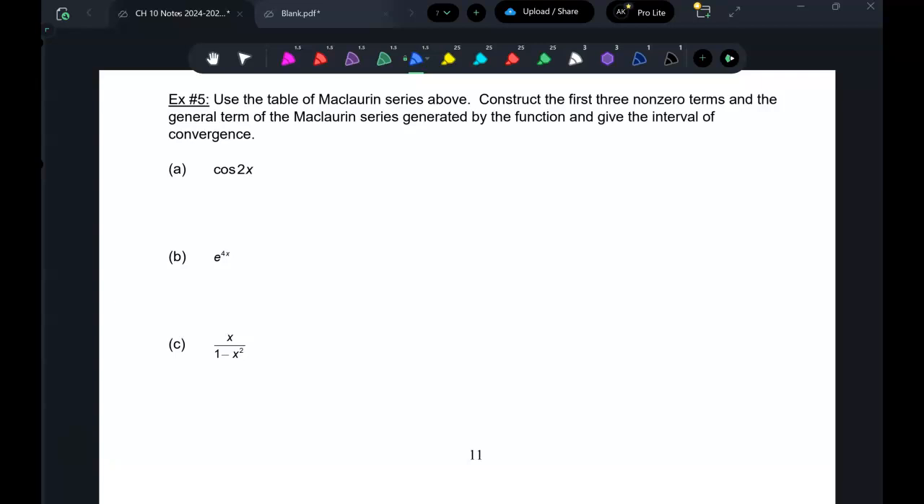It'll make more sense when we get into 10.4. Okay, like baby steps. Okay.